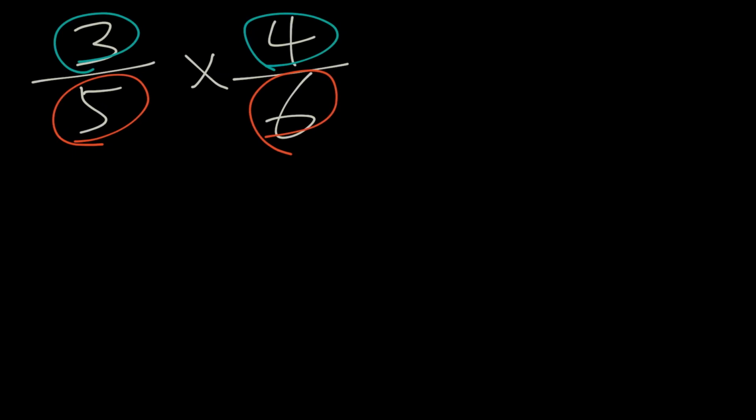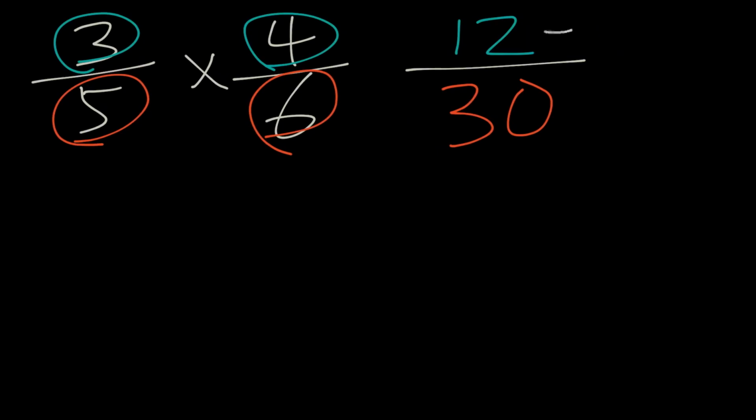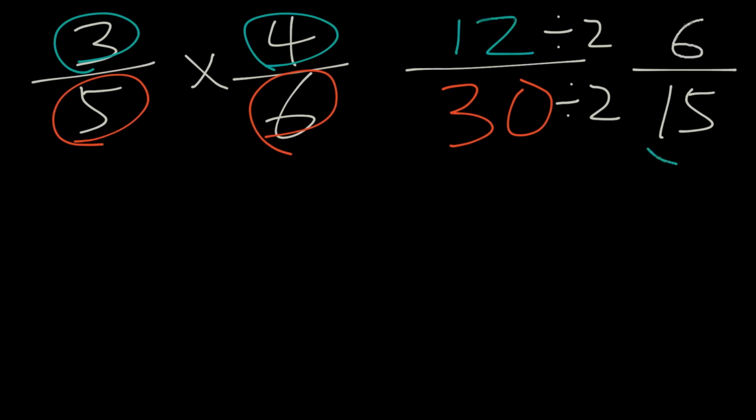3 times 4 is 12. 5 times 6 is 30. Now we can see 12 over 30 are both divisible by 2. So the answer that we would have, 30 divided by 2 is 15, and 12 divided by 2 is 6. So our final answer is 6 over 15.